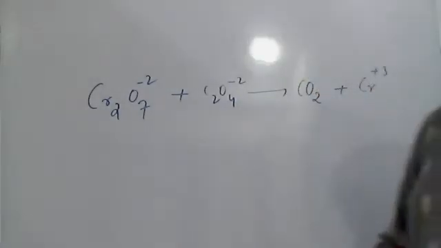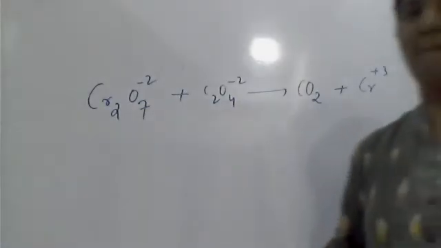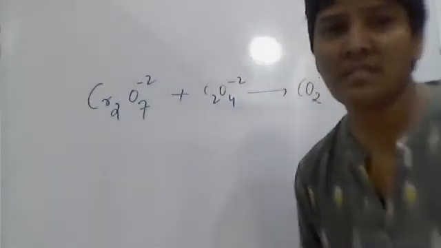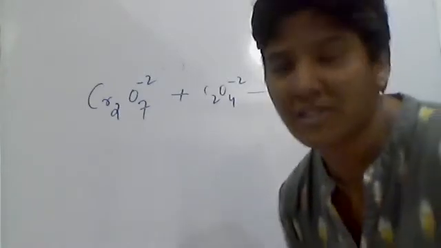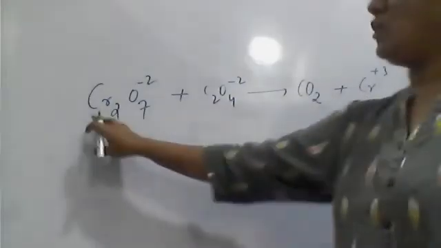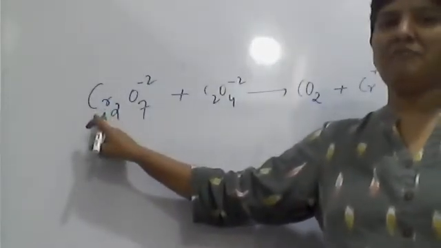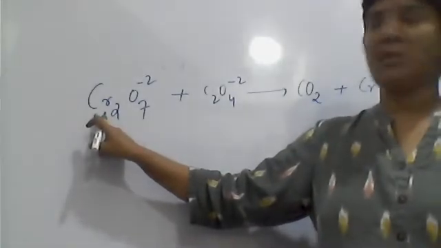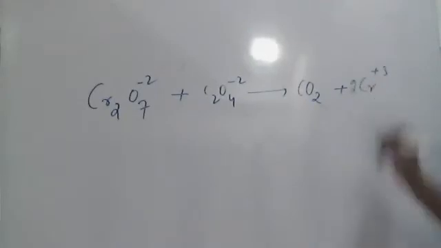So what is that? First, whenever the equation is given, balance the atoms other than oxygen and hydrogen. So here oxygens we need not balance, and no hydrogens are there. See, how many chromium before reaction? 2 chromium. And after the reaction, only 1. Make it 2. Now chromium is balanced.